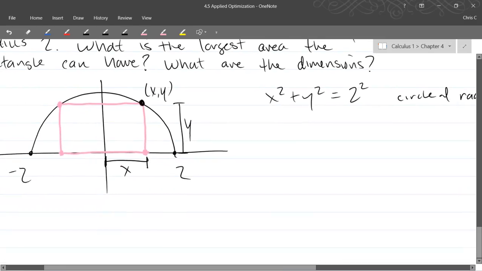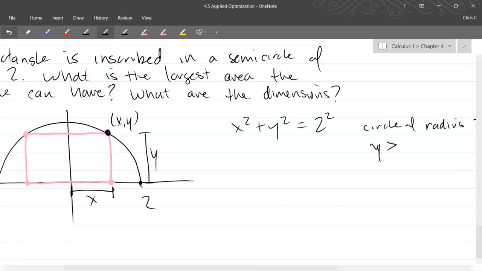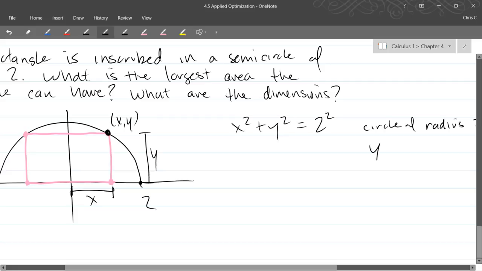How do I ensure that we're on the upper half of it? The equation I wrote down is a full circle. How do I make sure I don't go to the bottom half? What determines if I'm in the bottom half? If y is negative. So we'll make sure y is greater than 0. If y equals 0, it's kind of boring. You're going to have a 0 area right there.